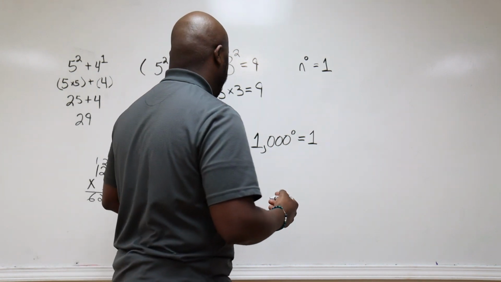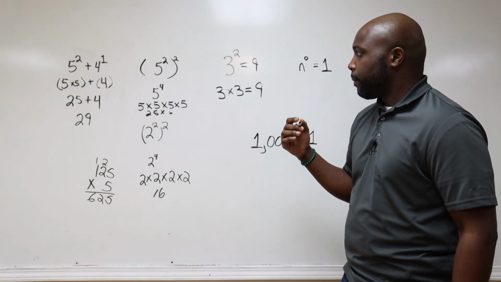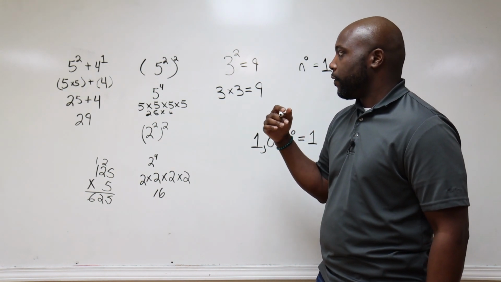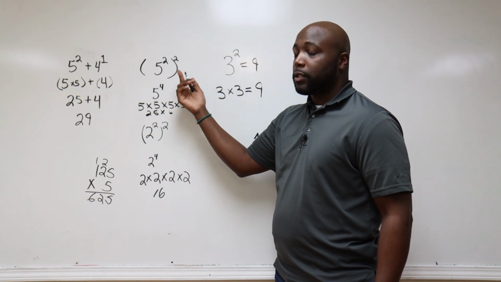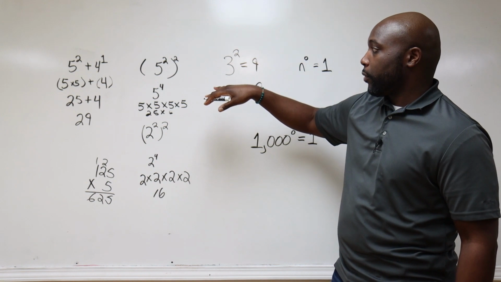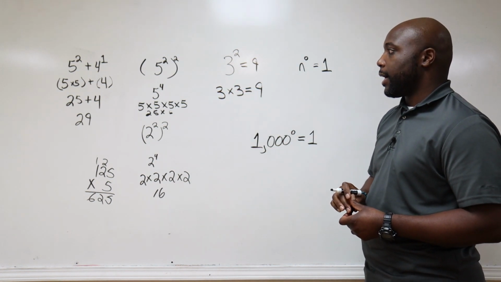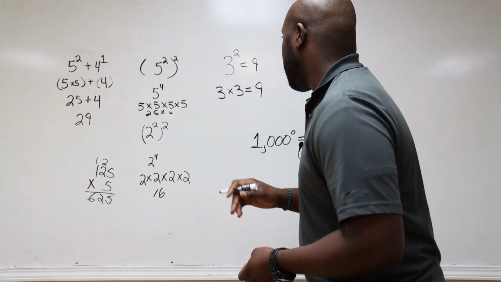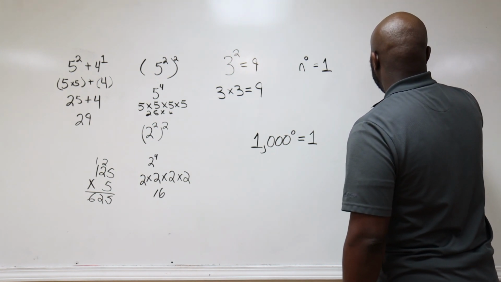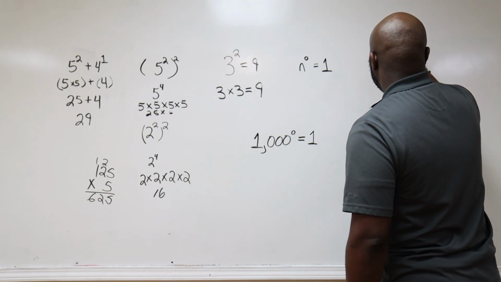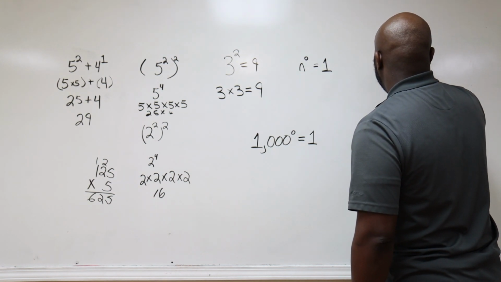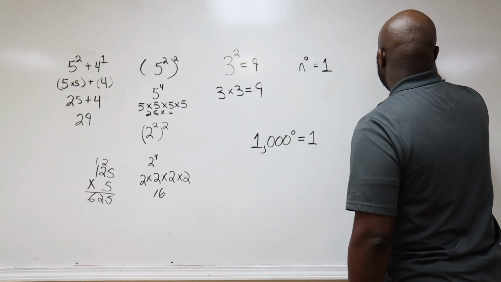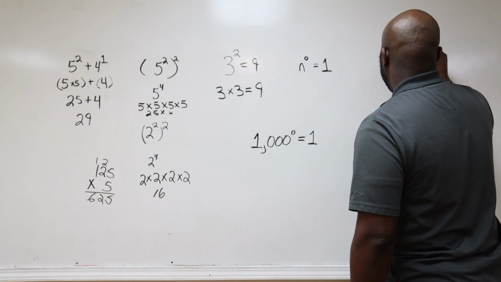It'll be 625. Now, another type of exponent problem: what do you do when you have a number with an exponent, and instead of it being in parentheses, it is multiplied by the same number with another exponent? I'm going to show you an example. Let's take 2 to the 3rd power multiplied times 2 to the 2nd power.